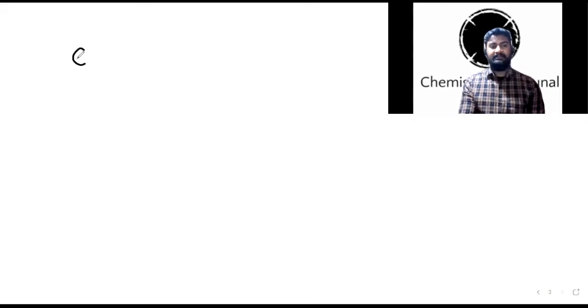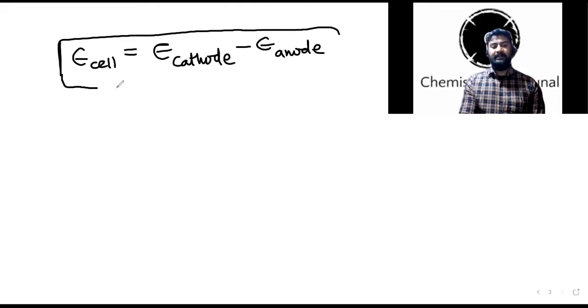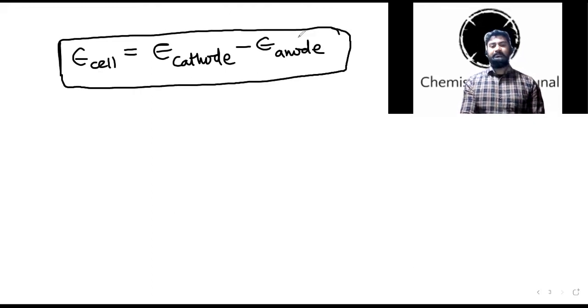The EMF of the cell, E cell, can be calculated by the formula E cathode minus E anode. That's it. This is the formula. The EMF of a cell can be calculated by the formula E cathode minus E anode. Now, a cell can be of two types.